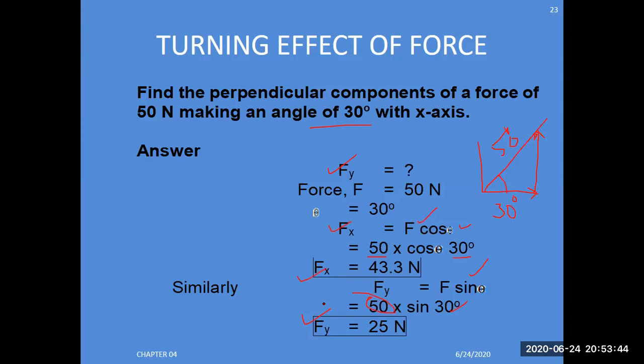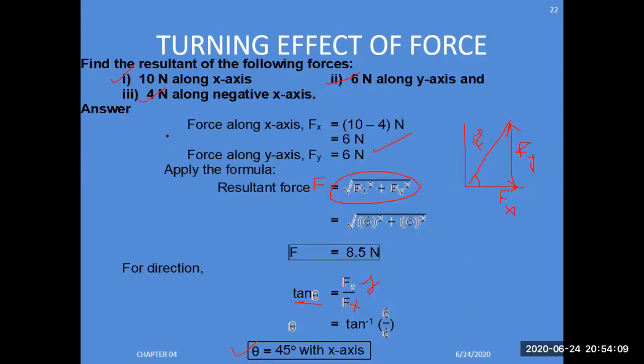You will be given that such and such Newton force is making an angle along horizontal. You will be asked to calculate the horizontal and vertical components of this force, that is 50 Newton. You will put the values in the formula. First you will calculate the horizontal component, then the vertical component. With this, today you have learned how to find out the resultant of a force which is making any angle along the x-axis.